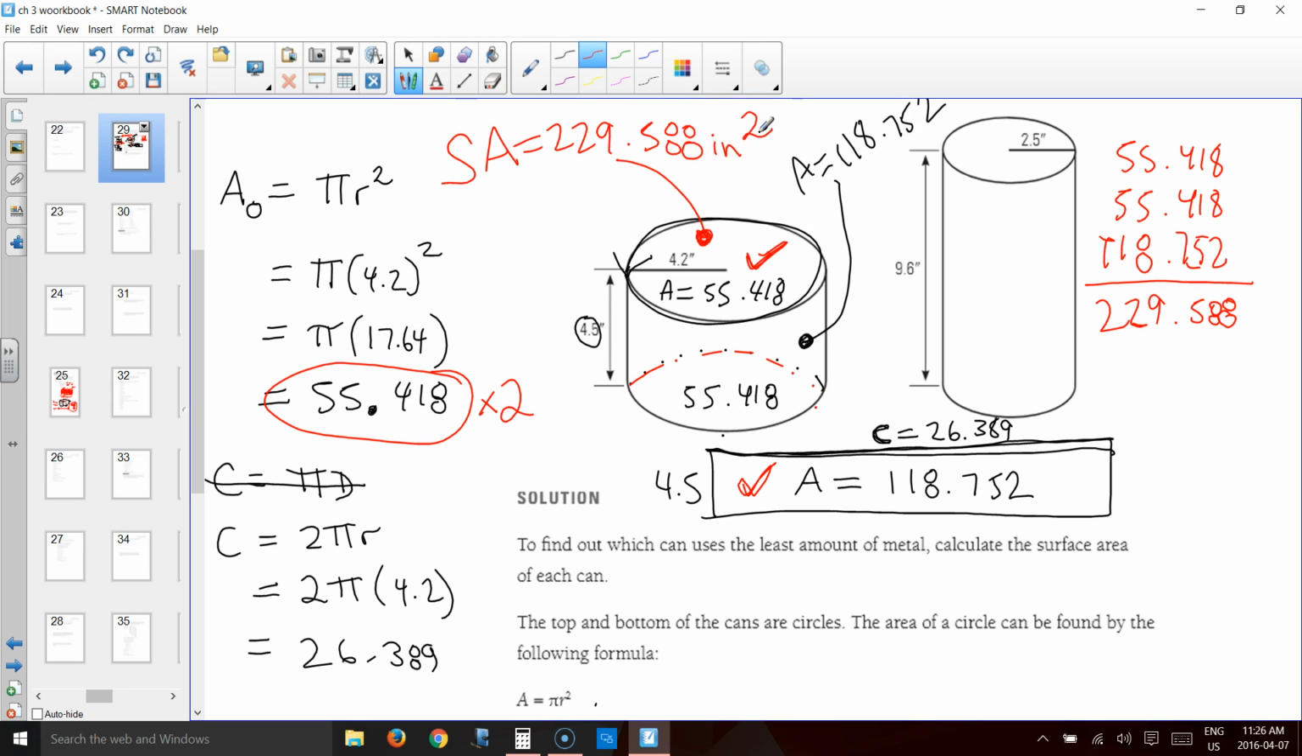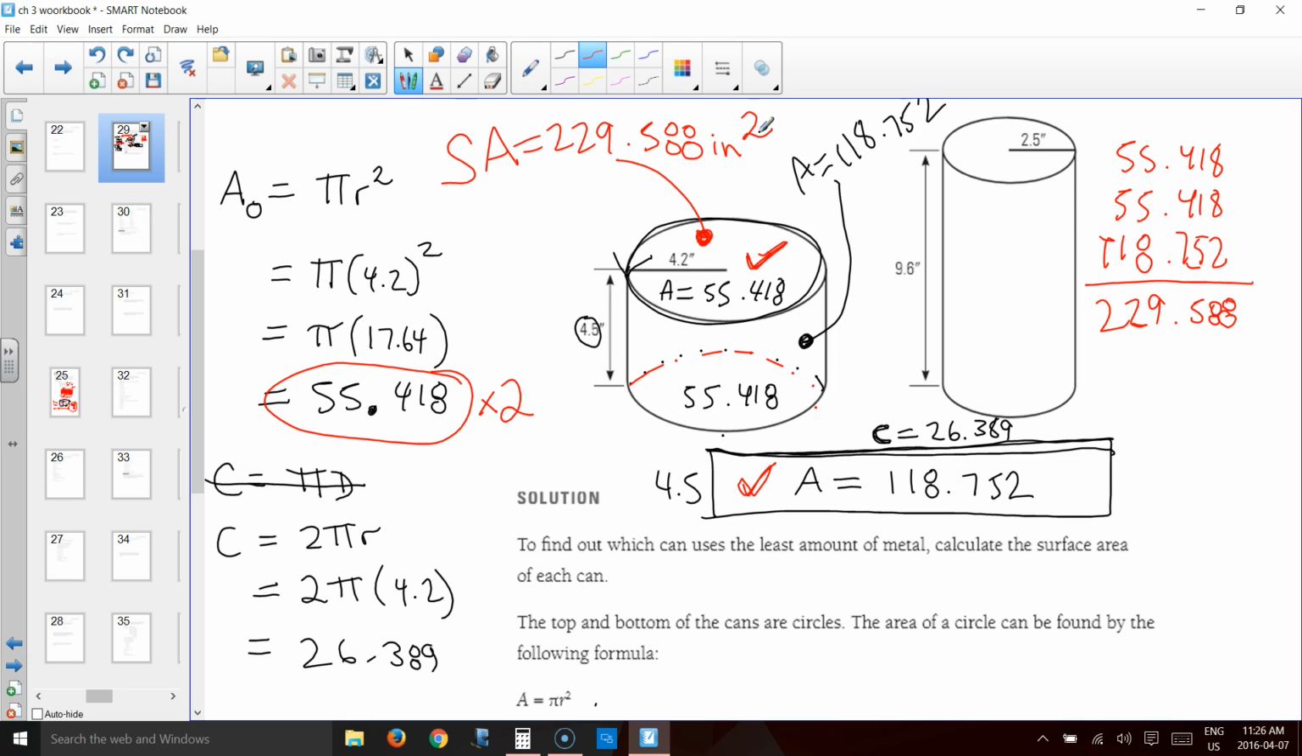Okay? Now, that's not what the question is asking. The question is asking which one of these cans uses less metal, essentially. Which can would you use? How am I going to get to that answer? Just do it again, right? It's a lot of work just to find this answer, but that's where we're at. We need to do what I just did completely over again.